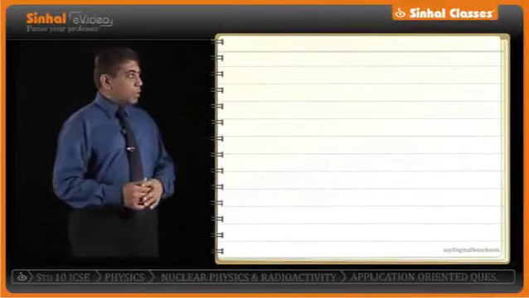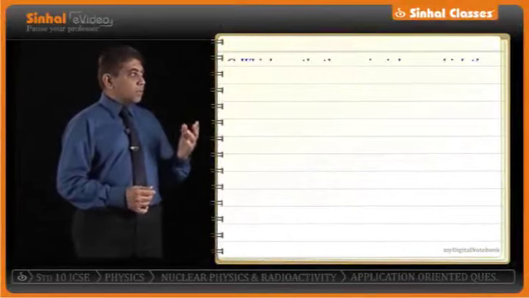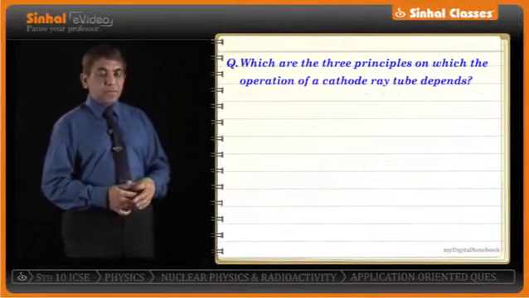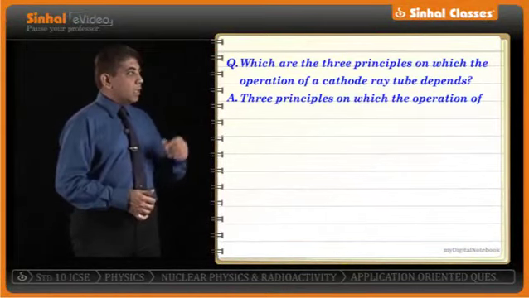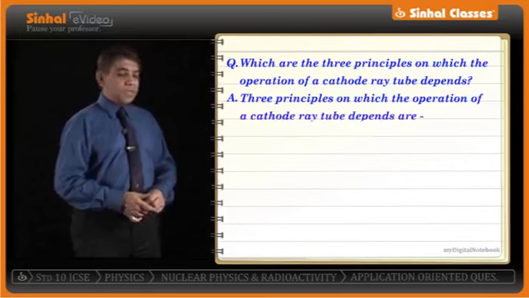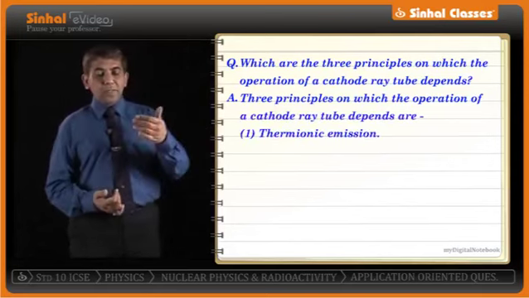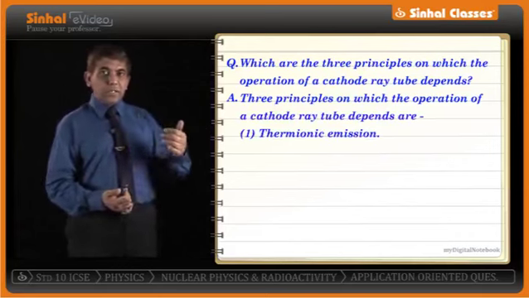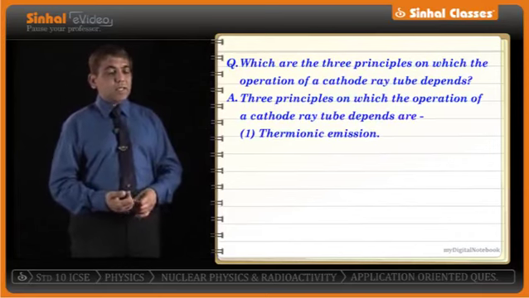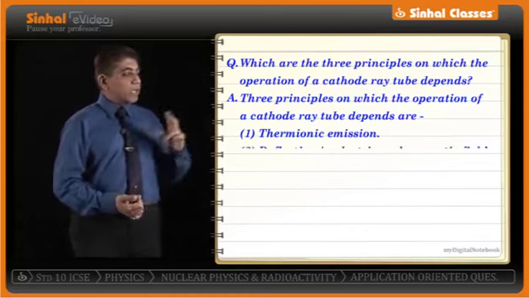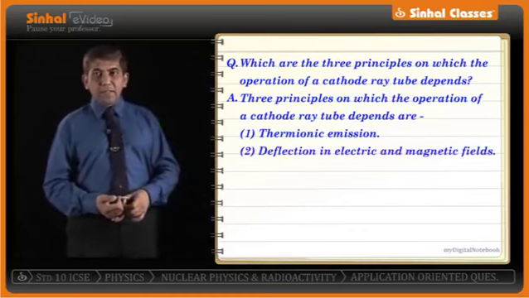Talking about another question, which are the three principles on which the operation of a cathode ray tube depends? The three principles on which the operation of a cathode ray tube depends are thermionic emission, that is emission from the cathode ray plate when we see that it has been heated electrically and indirectly. Second one, deflection of electron beam in electric and magnetic fields.